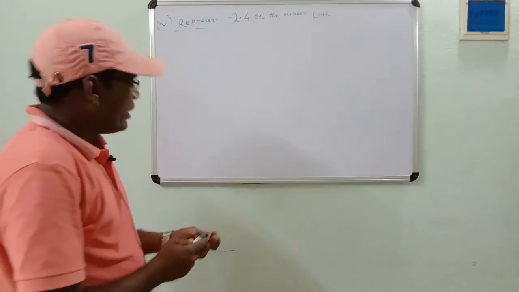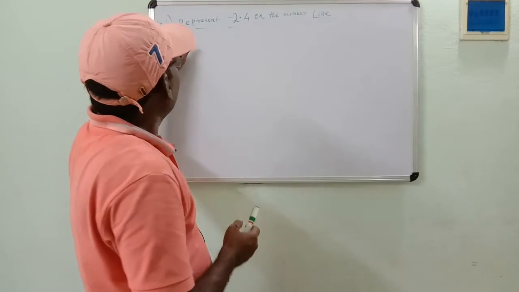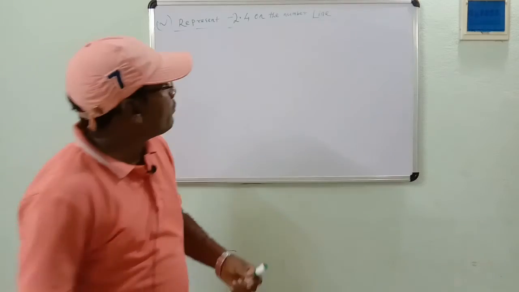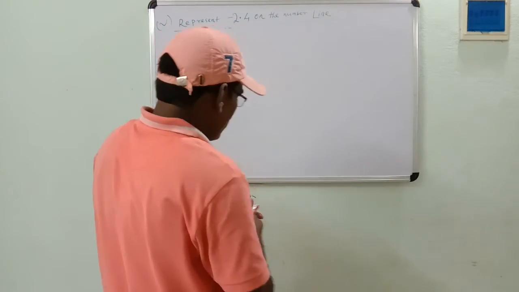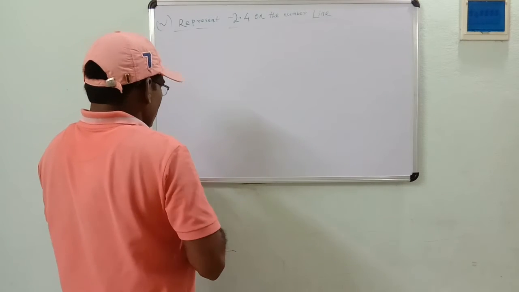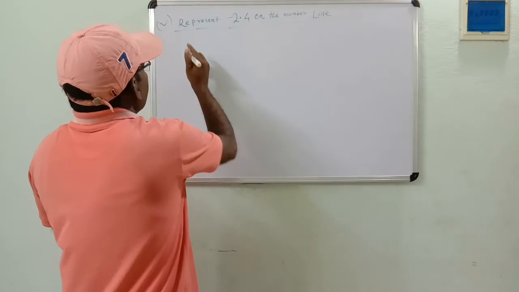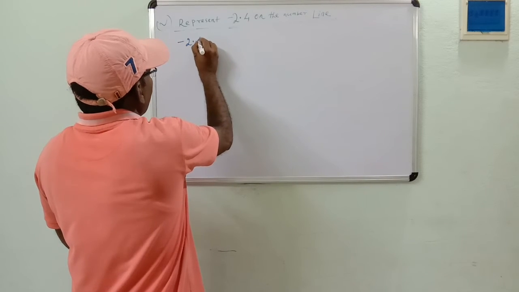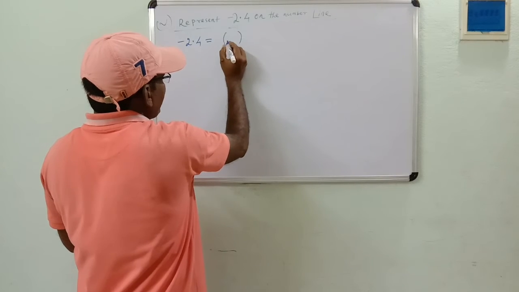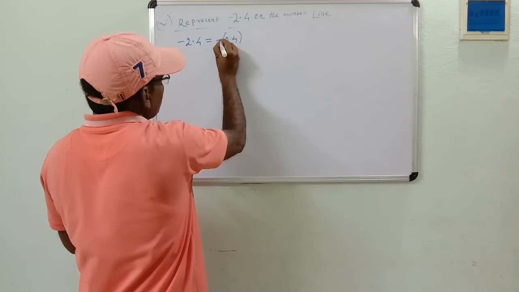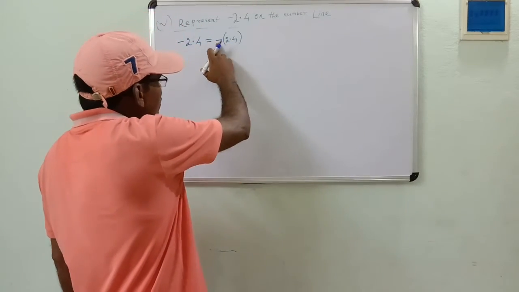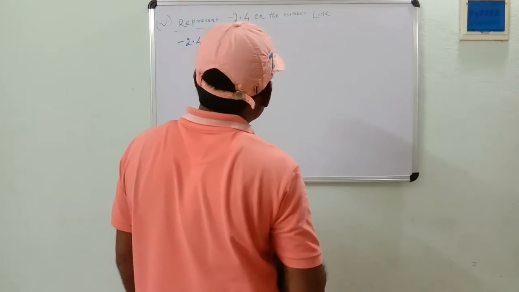So note it. Students, question number B, represent -2.4 on the number line. Similar question, -2.4. It is in negative form. First keep the minus sign outside the bracket, and inside the bracket you keep 2.4. Minus sign will be kept outside the bracket, and inside the bracket 2.4 will be kept.